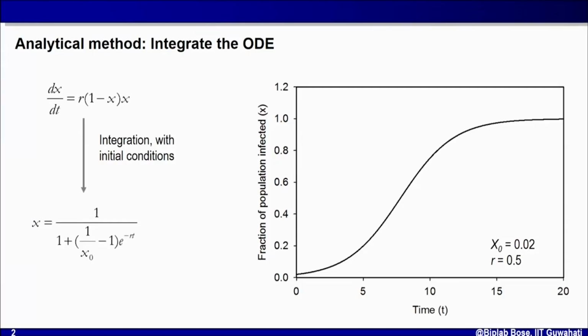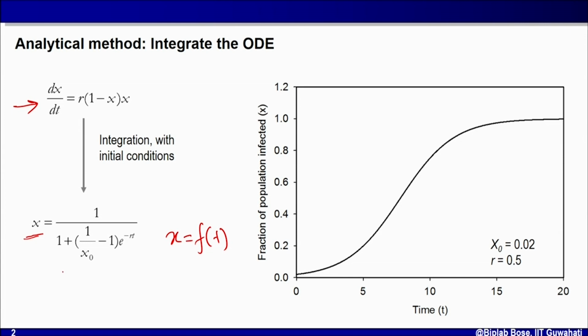So for example, if you remember the question of spread of infectious disease, when we were trying to model that one, we wrote an ODE representing the rate of change in the fraction of population that is infected. That was dx/dt equal to r into (1 minus x) into x. Now this is the ODE, ordinary differential equation. We integrated this ODE with initial conditions given to us and we got a function for x. So this x is a function of time. By integration we got this one.